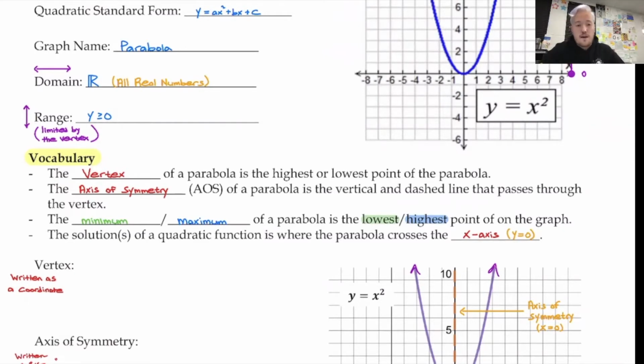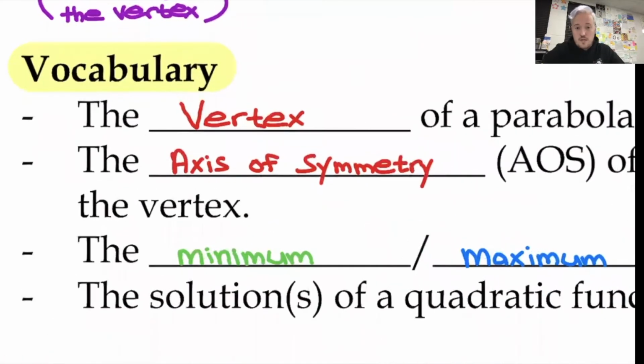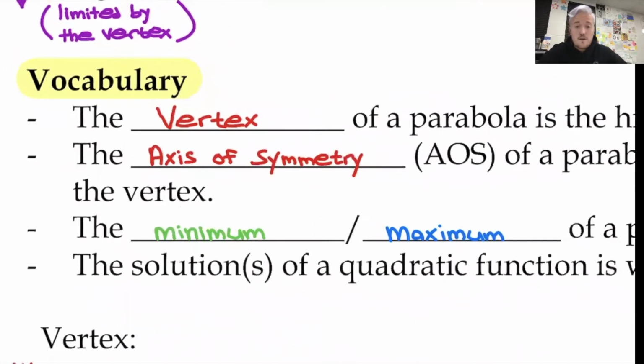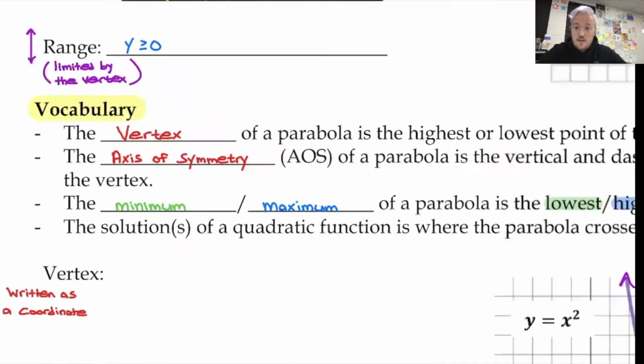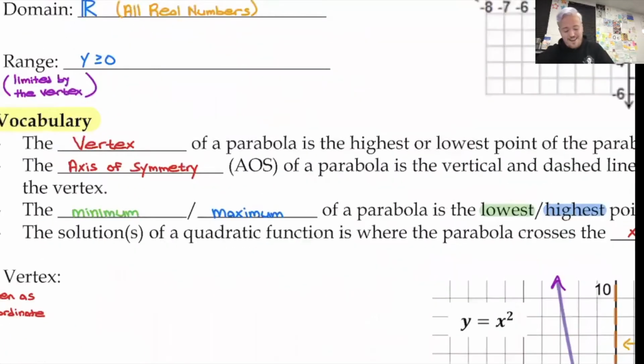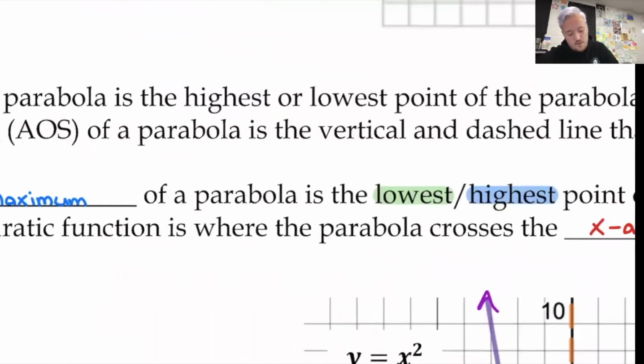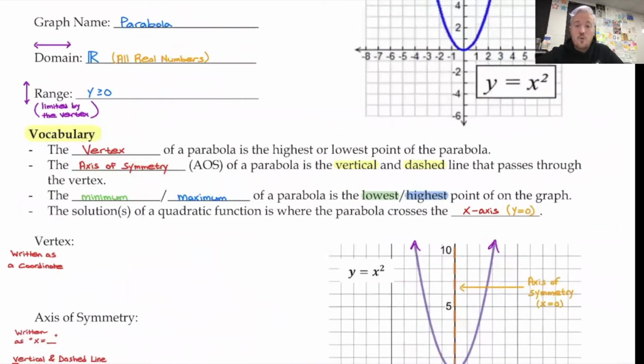All right. Now your axis of symmetry, abbreviated the AOS, because writing out axis of symmetry 20,000 times gets annoying, so I abbreviate it. So the axis of symmetry, or the AOS, is the vertical and dashed line. So emphasis on vertical and dashed.